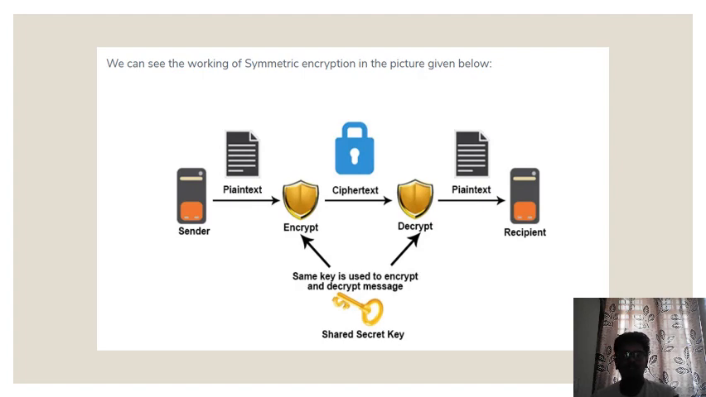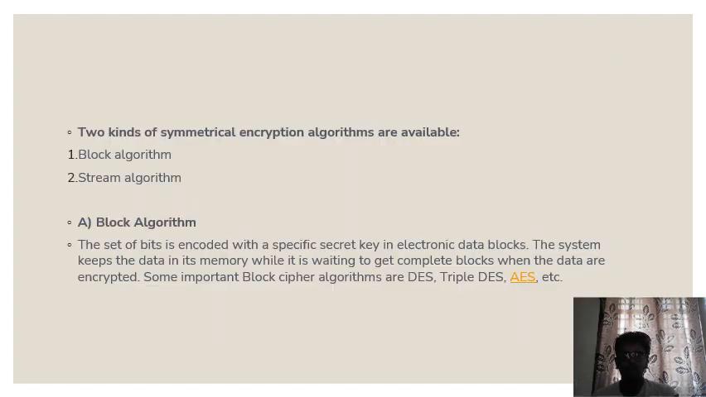This is the symmetric encryption method. Two kinds of symmetric encryption algorithms are available: block algorithm and stream algorithm. Block algorithm: the set of bits is encoded with a specific secret key in an electronic data block. The system keeps the data in its memory while it is waiting to get complete blocks when the data are encrypted. Some important block cipher algorithms are DES, triple DES, AES, etc.